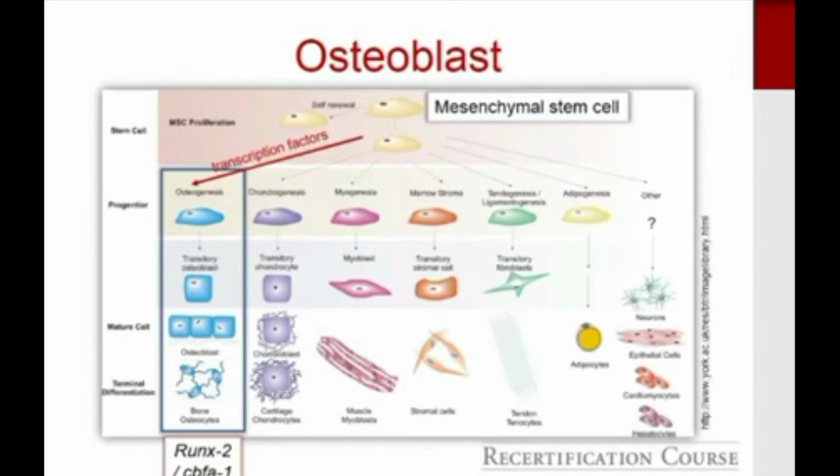So RUNX2 and CBFA1, this is the multifunctional transcription factor that directs the mesenchymal stem cell to the osteoblast lineage. It's important to remember that both RUNX2 and CBFA1 are important, as well as Osterix and ATF4 are also involved. In the absence of RUNX2 and OSX, no osteoblasts are formed.